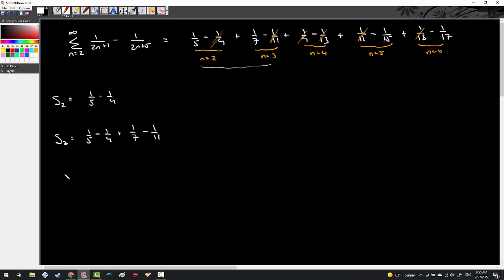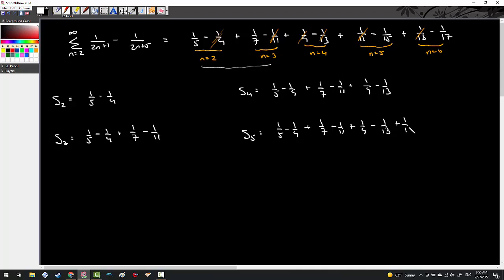And the fourth partial sum is going to be 1/5 minus 1/9 plus 1/7 minus 1/11 plus 1/9 minus 1/13. And that's when I'm going to start seeing some cancellation happen. The fifth is going to be, again, 1/5 minus 1/9 plus 1/7 minus 1/11 plus 1/9 minus 1/13 plus 1/11 minus 1/15. And again, I'll just go and do the sixth partial sum because we went to 6 terms. I'm just going to go and list them out individually and there's a reason why I'm doing this.